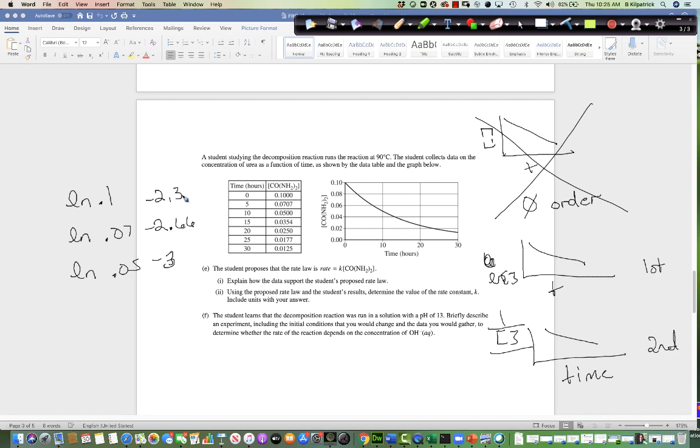But I could also look at it and say, okay, it's going up by the same number every time, which means my slope is constant. So that would give me a straight line. So that's one thing that you can do.